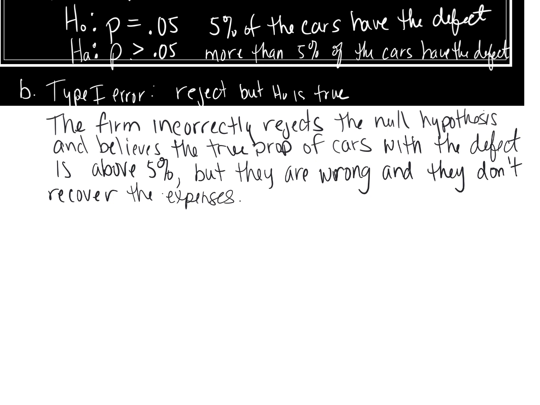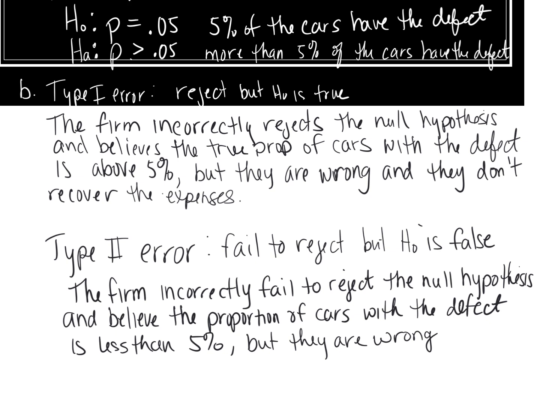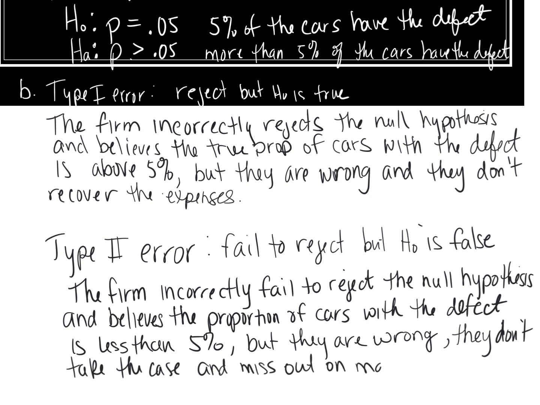Can you write your type 2 error out? That's failed to reject. The firm incorrectly fails to reject the null hypothesis and believes the proportion of cars with the defect is less than 5%, but they're wrong. What do they do? Right. They don't take the case, and miss out on making money.